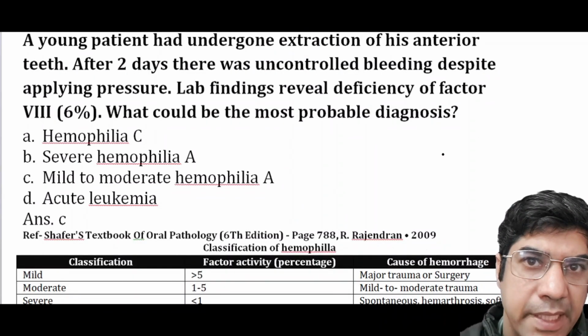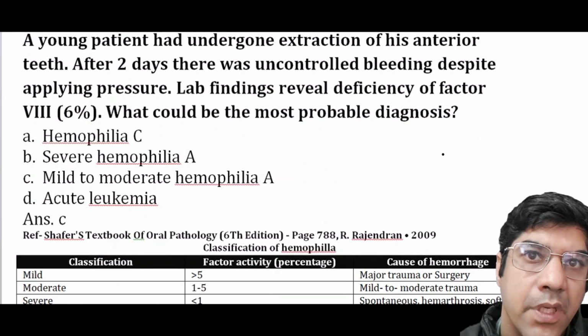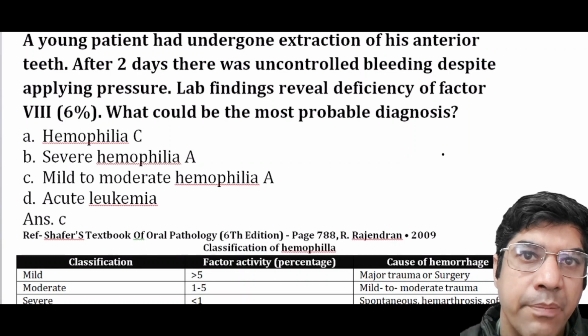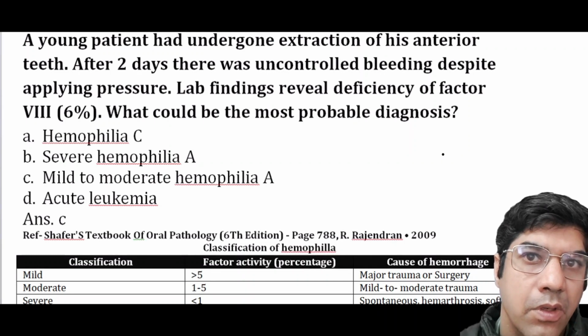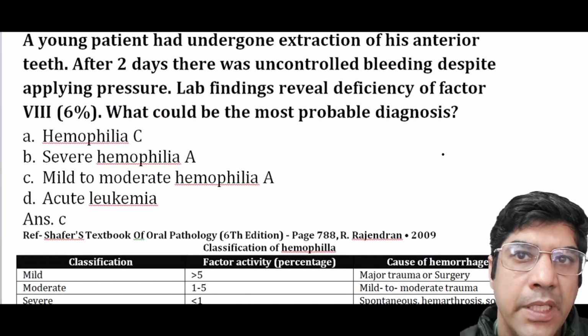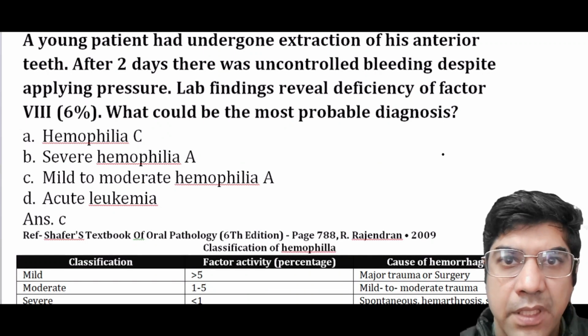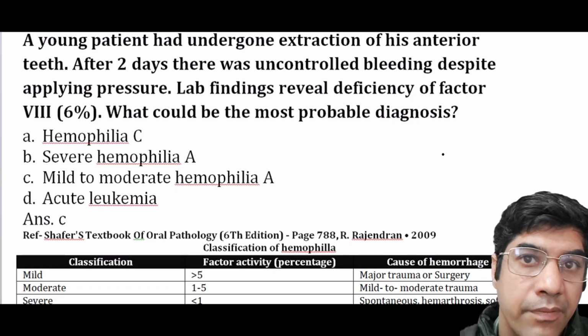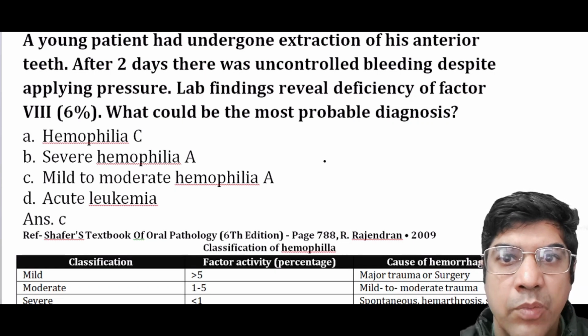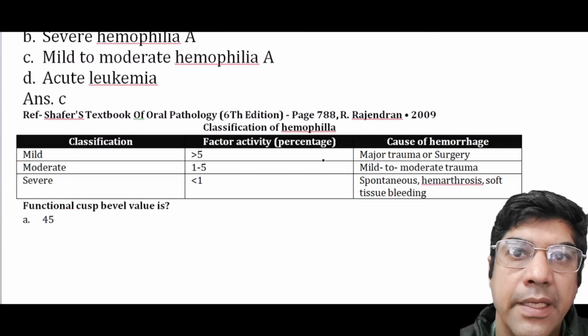A young patient who had undergone extraction of his anterior teeth, after 2 days there was uncontrollable bleeding despite applying pressure. So lab findings reveal the factor 7... What could be the deficiency of the factor 7? Factor 8. What could be the most probable diagnosis? The answer is mild to moderate hemophilia A.